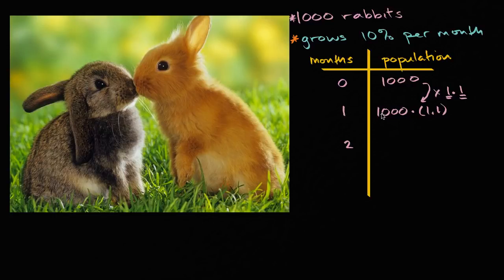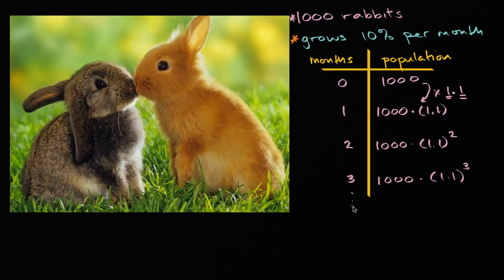Now let's think about what happens as we go to month 2. Well, it's going to be the population that we started at the beginning of the month times 1.1 again. So it's going to be the population at the beginning of the month, which we have right over there. But then we're going to multiply by 1.1 again. Or we can just say that this is 1.1 squared. And I think you see a pattern emerging. After another month, the population is going to be 1,000 times 1.1 to the third power. We're just going to multiply by 1.1 again.